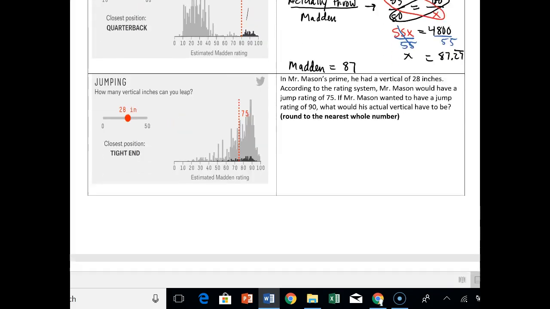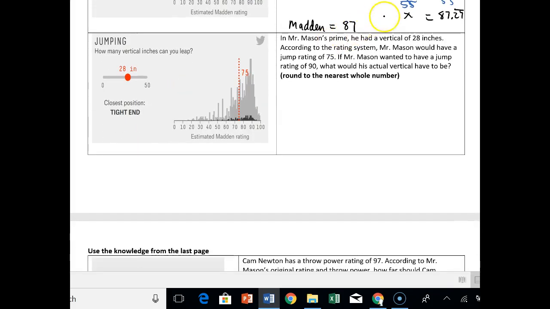Let's go on to the next one. So jumping. In Mr. Mason's prime, he had a vertical of 28 inches. He had hops. According to the rating system, this would have only given him a jump rating of 75. So these professional athletes are ridiculously athletic, right? If Mr. Mason wanted to have a jump rating of 90, what would his actual vertical have to be?